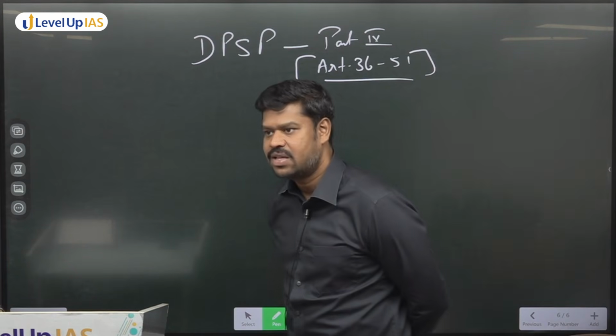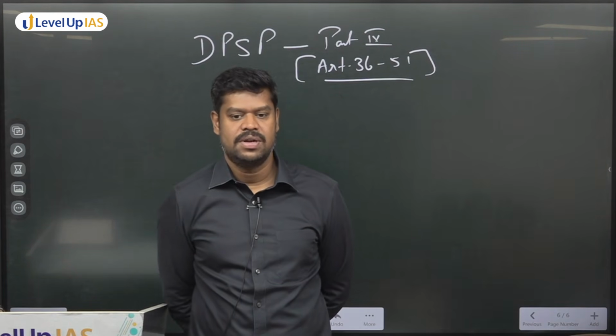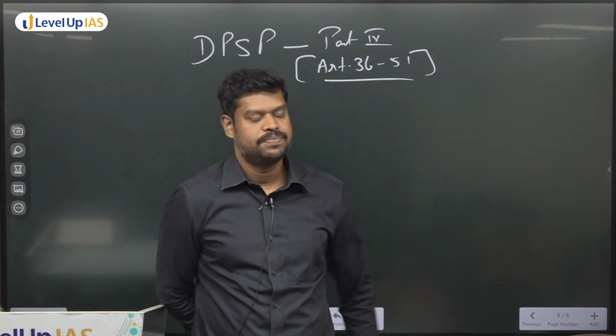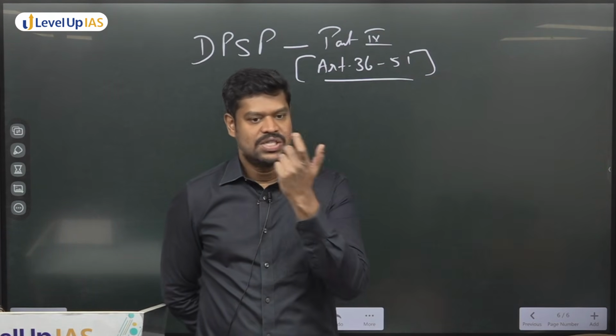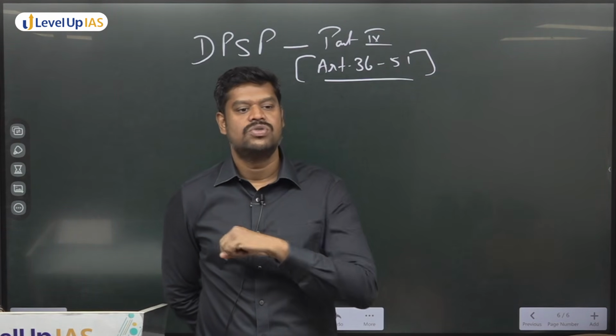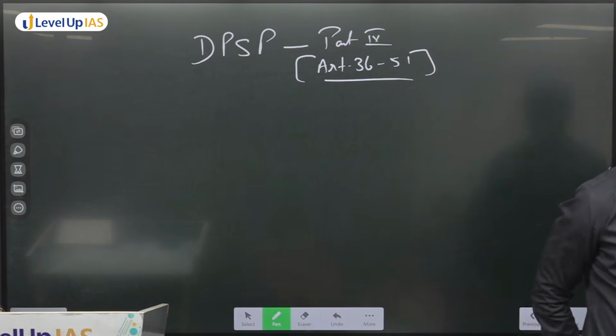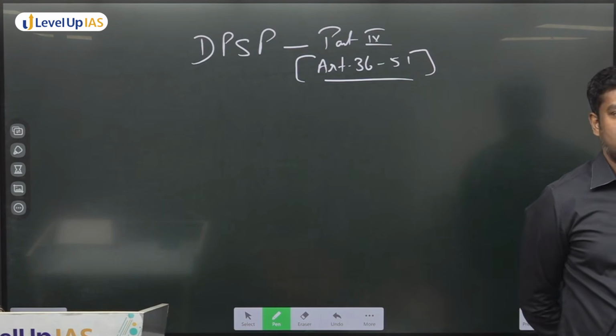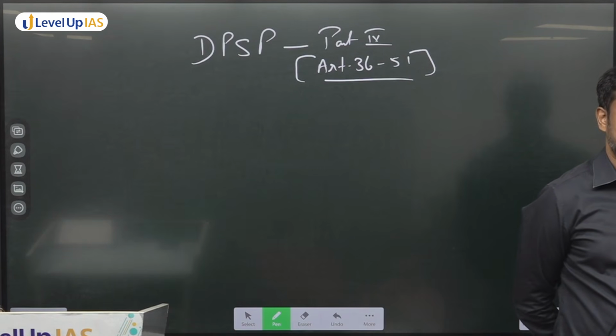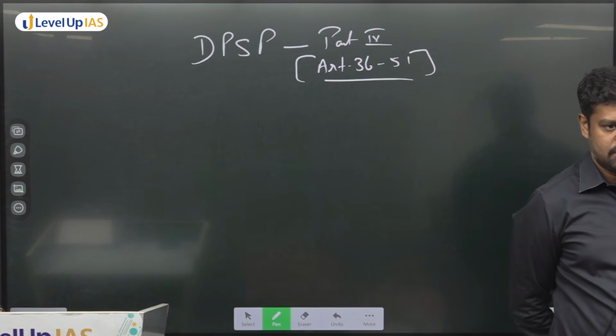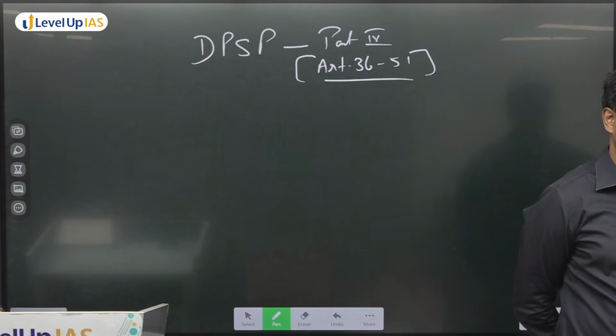Which means one is legally enforceable and the other is not. If a fundamental right is violated, can the affected individuals go to the court? Yes, that means it is justiciable in nature, or legally enforceable. But what if some directive principles of state policy are not implemented? Can the citizens go to the court?